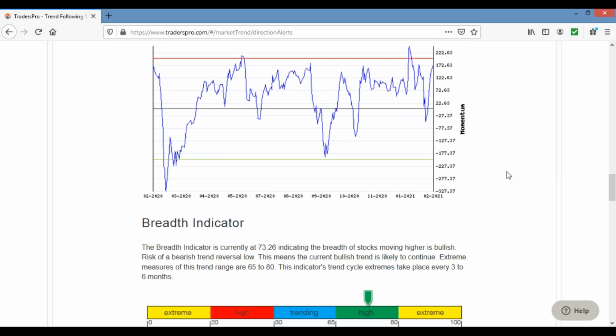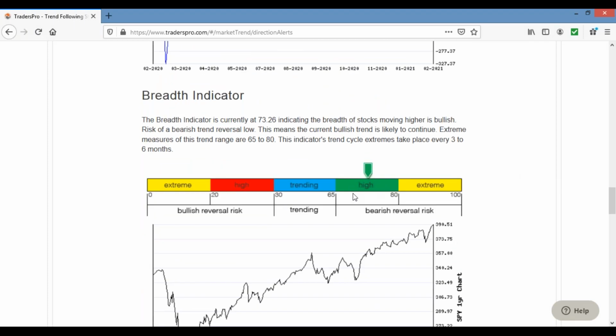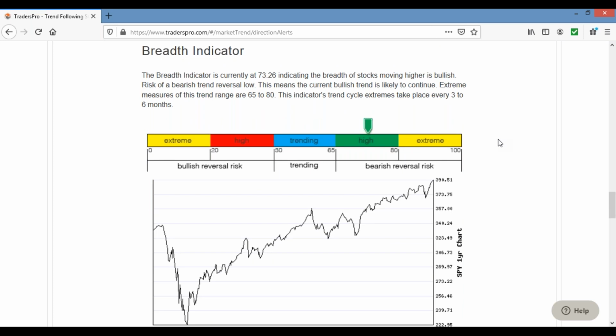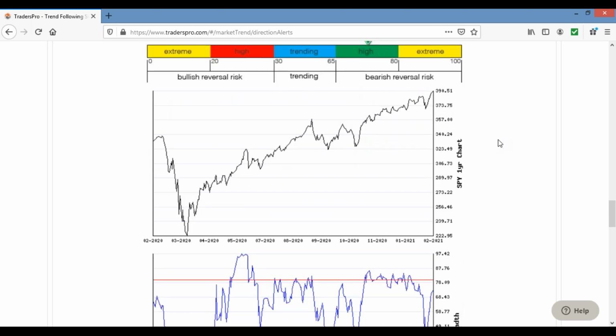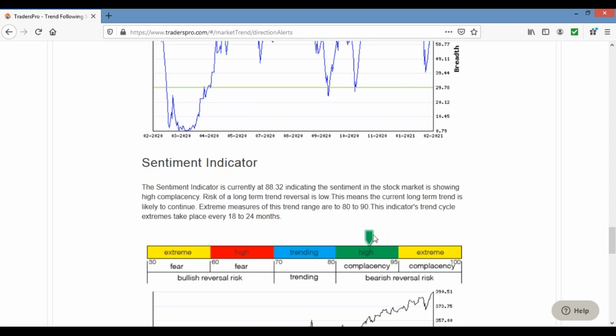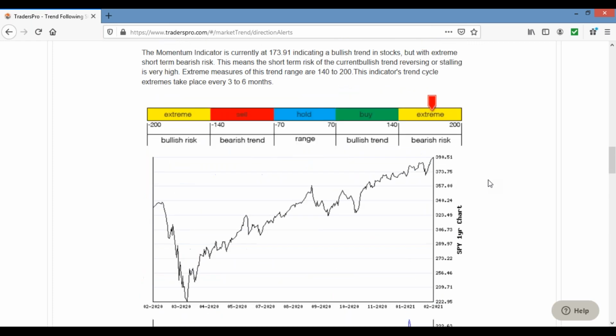The breadth indicator is not in the extreme range yet. It's in the high area there, so it has a little bit of room where it could move. And you'll see this on all the indicators. We're entering into some of those extreme ranges, but we're not quite where we have to be really, really concerned. Sentiment is in the high area there, but again, not in that extreme range there.